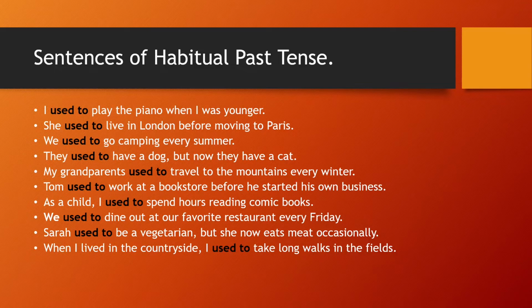Now, moving on, we have the third example. "We used to go camping every summer." Same concept over here. They're talking about something they did in the past. Next we have, "They used to have a dog, but now they have a cat." So at a certain time in the past, they had a dog, but now in the present, they have a cat. Whatever the reason, it doesn't affect us, but we just describe something about the past which has now ended.